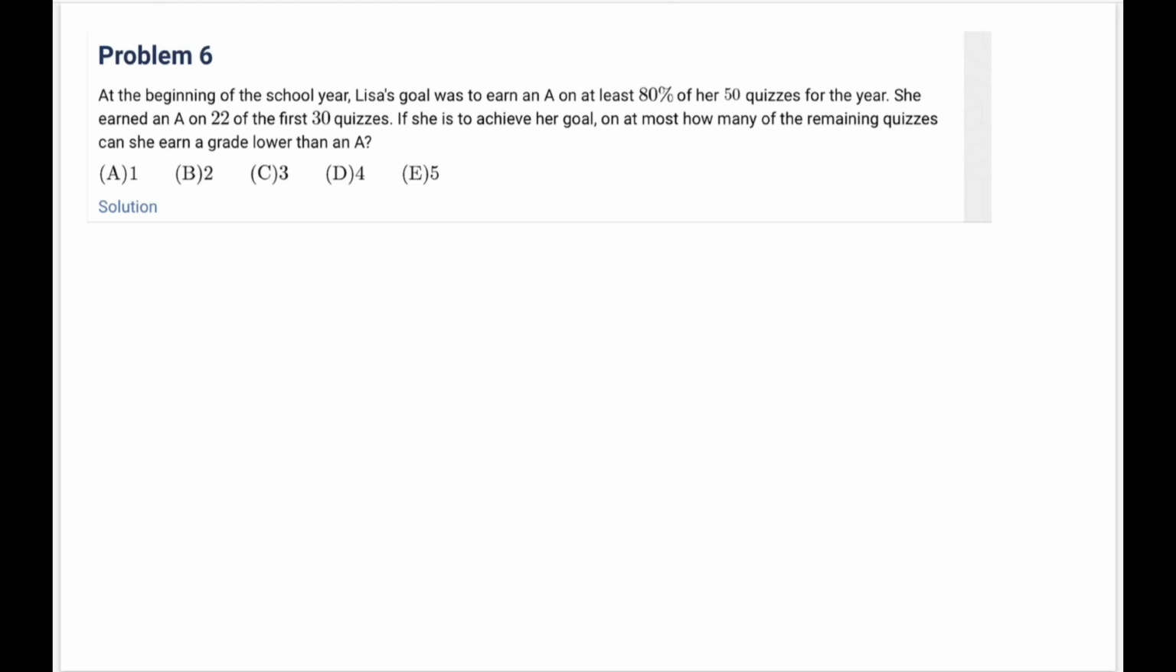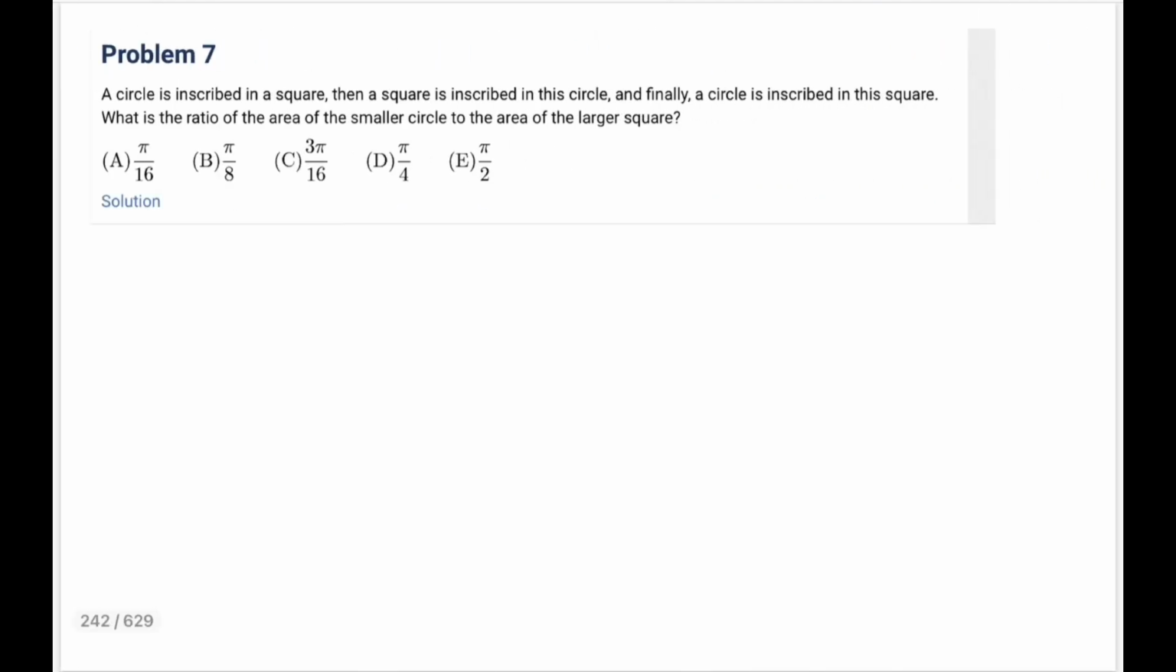Okay, so this means that she doesn't have to earn an A on 20% of 50, right? And 20% of 50 is 10, but then here we have used 8 out of 30, so 8 are below an A, right? And so the total is 10, but 8 are already used, so we have 10 minus 8 equals 2 left. So on at most 2 of the remaining quizzes can she earn a grade lower than an A, so the answer is 2. It's B. Number 7, a circle is inscribed in a square.